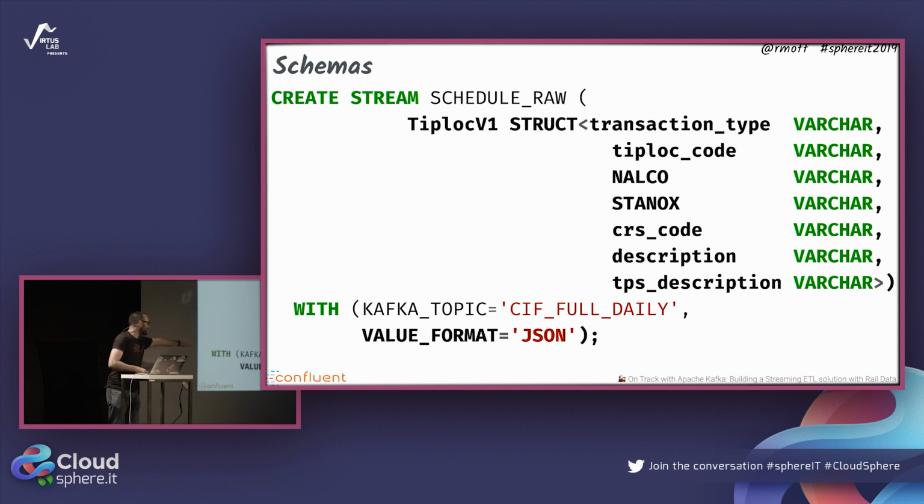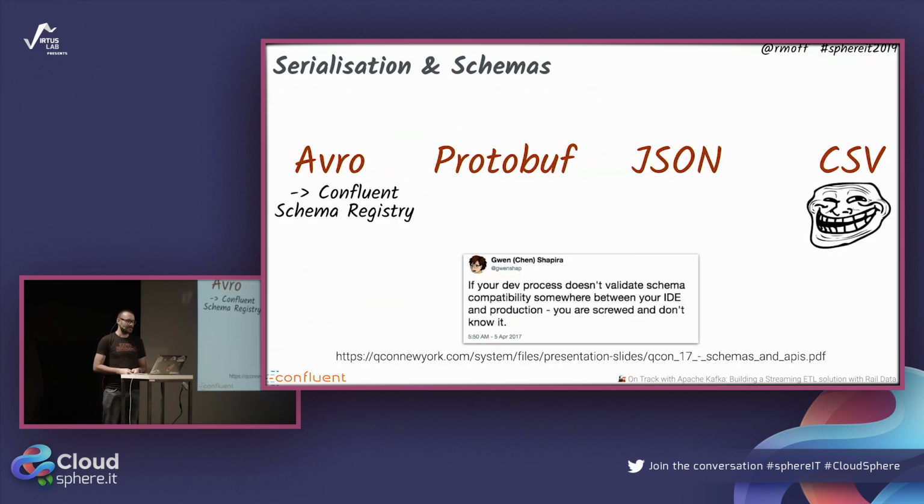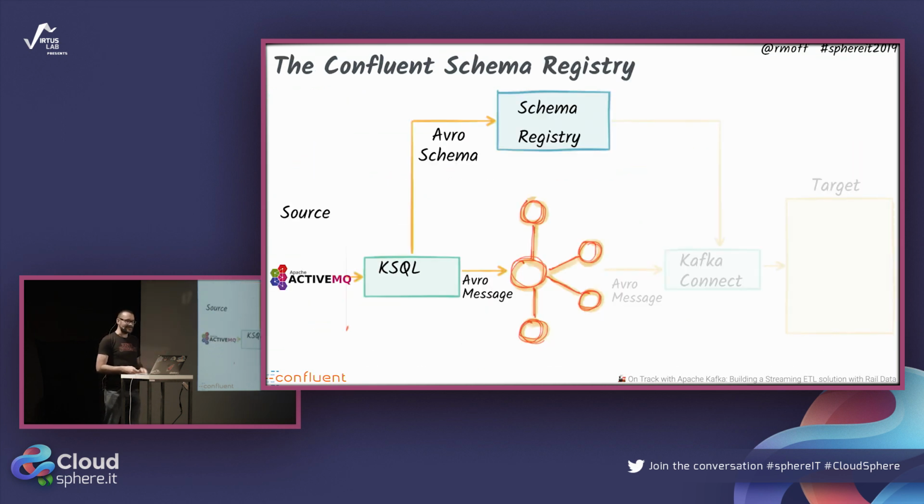It comes off this topic, and it's in JSON. We can't do anything about the format that it's in upstream. It's in JSON. We have to declare the schema on the stream. But what we can then do is start to pick out particular fields and overlay the schema on that JSON within it, and then we can reserialize it. So we're declaring the schema as we go, and then we're going to reserialize it into Avro.